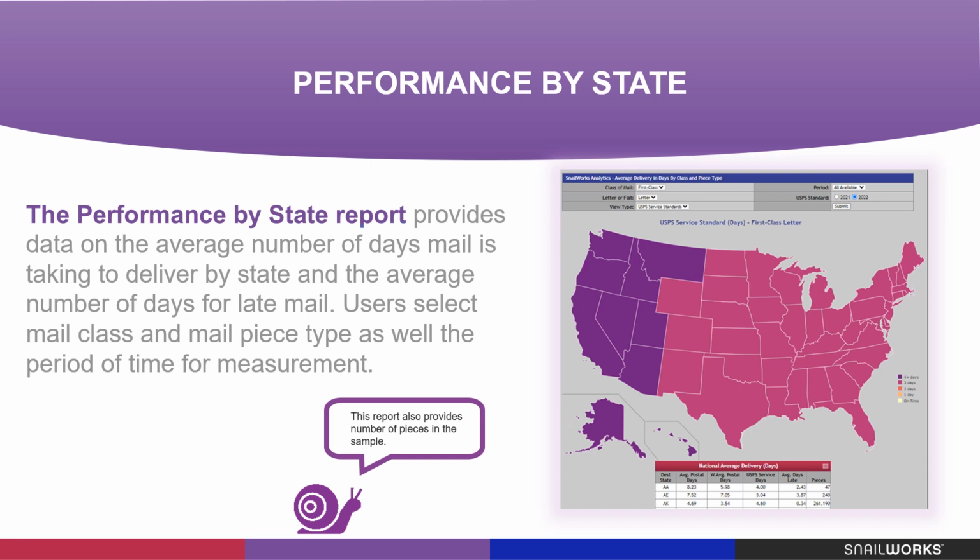Now, in the far right-hand column is a data field that we've not seen in previous reports, and this shows you the number of pieces included in your sample. So if you see that a particular state only has a few pieces, you might consider the results for that to be statistically irrelevant. But if you have several thousand pieces of mail, you'll know that you have data that is reliable.